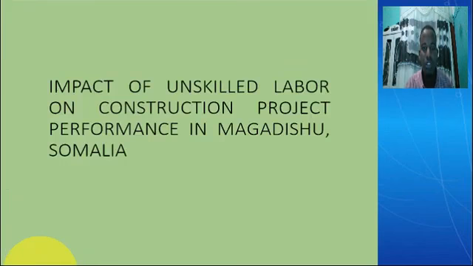The research title is Impact of Unskilled Labor on Construction Project Performance in Mogadishu, Somalia.